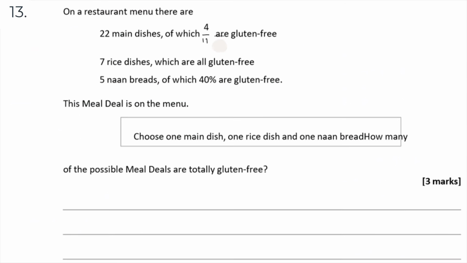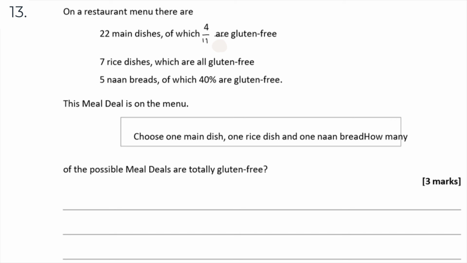On our restaurant menu, there are 22 dishes, of which 4/11 are gluten-free, 7 rice dishes, which are all gluten-free, and 5 naan breads, of which 40% are gluten-free. This meal deal is on the menu. Choose one main dish, 1 rice dish, and 1 naan bread. How many of the possible meal deals are totally gluten-free?